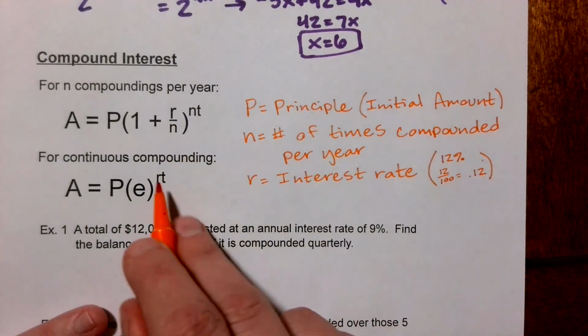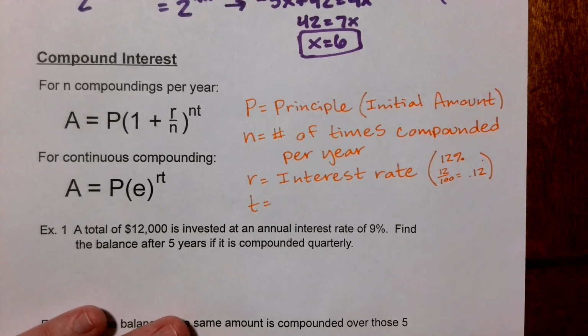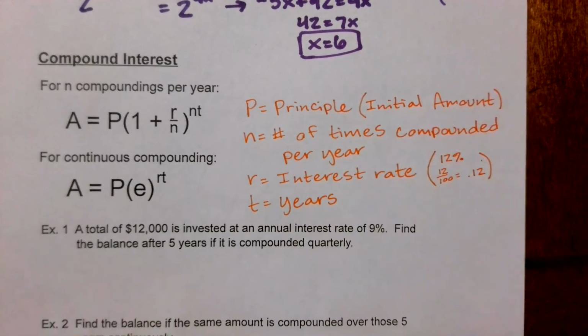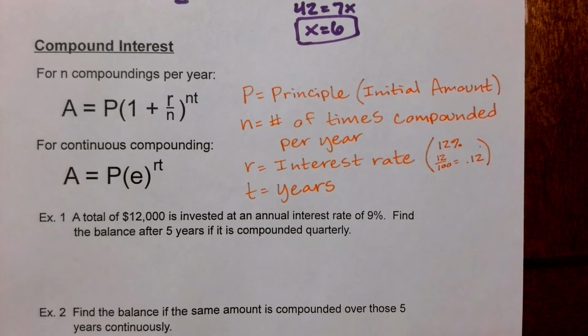And then the last thing is T, which is the amount of time that has passed in years. So if we want to know how much that car is worth after 6 years, then T is 6. So just a few examples here. The first one, we've got a total of $12,000 being invested at an annual interest rate of 9%. We're finding the balance after 5 years if it's compounded quarterly.